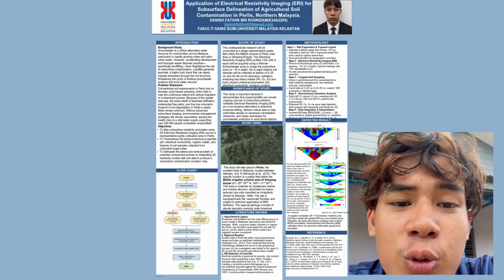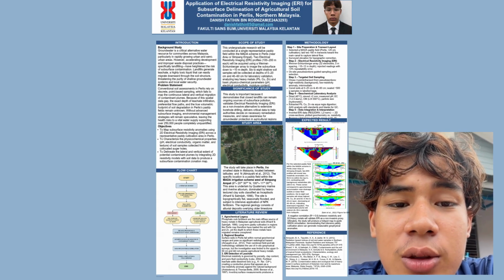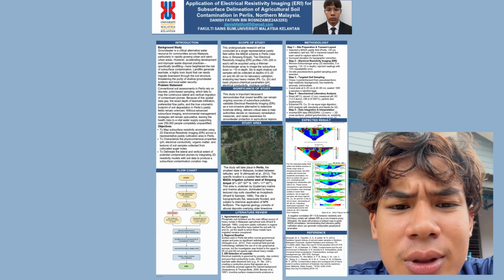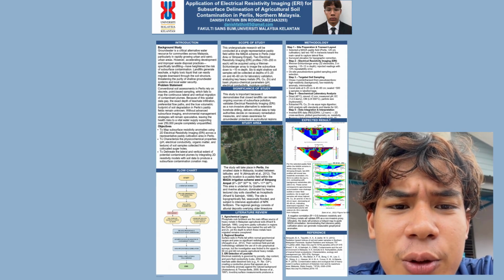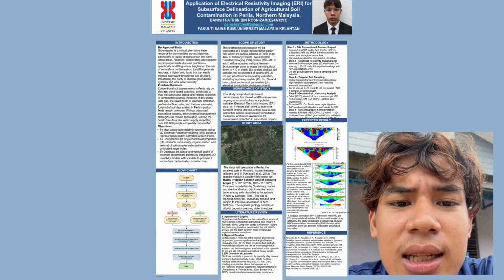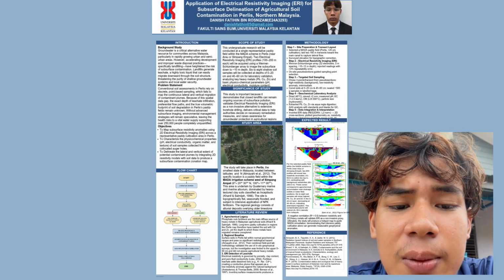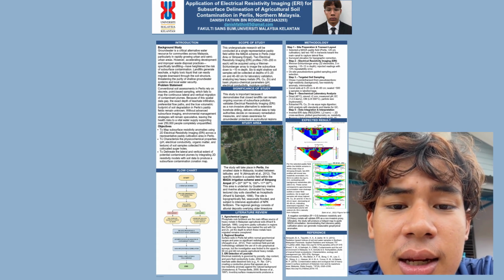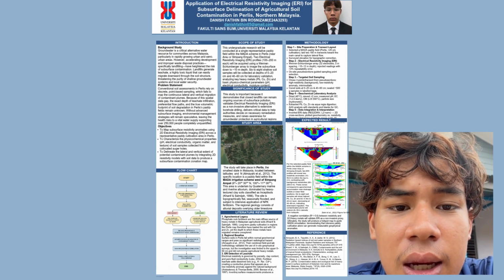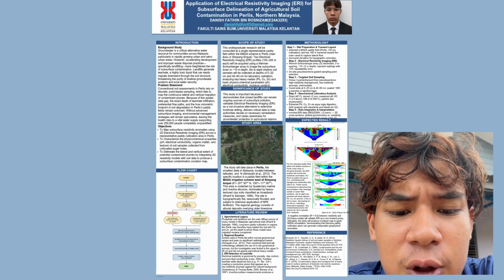My scope is 2 ERI profiles of 100 to 200 meters each, imaging down to about 10 meters depth, and 6 to 8 shallow soil samples will be taken at 0 to 20 cm and 40 to 60 cm, analyzing plumbum, cuprum, zinc, and soil pH, EC, and moisture content.